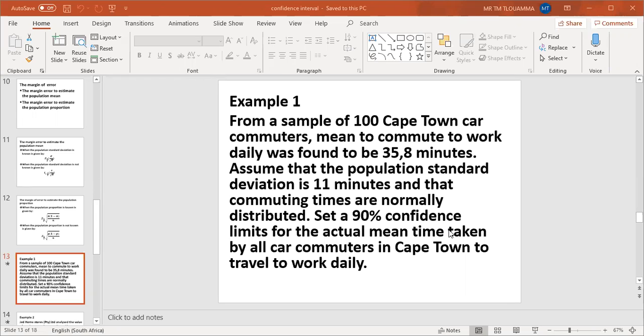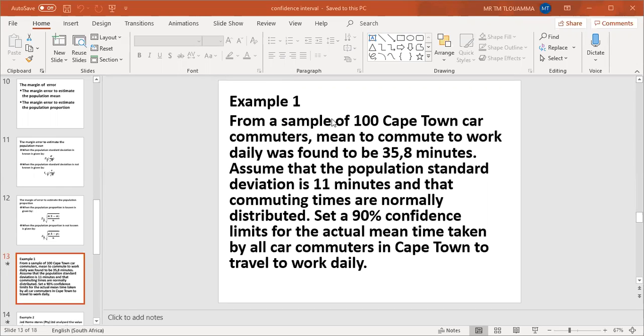Example number 1 says, from a sample of 100 Cape Town car commuters. That statement is a keyword, ne? From a sample of what? Of 100 Cape Town car commuters. So you must always underline the keywords. Don't leave anything out from your statements. You must read the statement according to understanding.